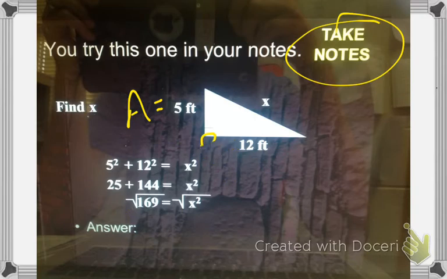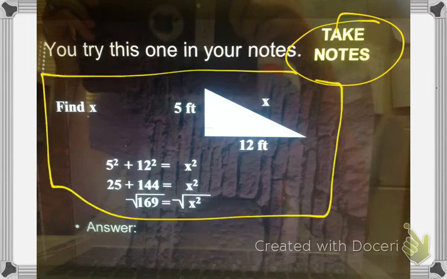Make sure you have it in your notes. If you want to write down all the steps for this one, that's fine too. If you want to write down all the steps and include this, that is actually what you should have in your notes, because this is a second example for you to have in your notes.